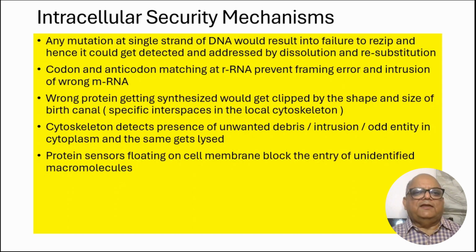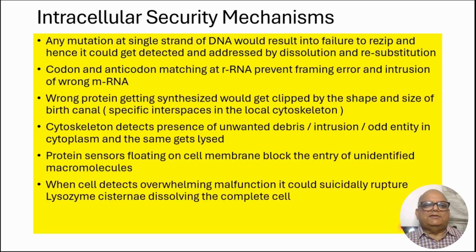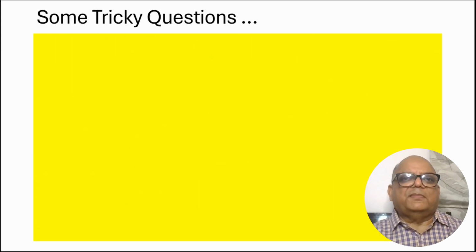So these are the different levels of protection which are there. And to top it, when the cell detects overwhelming malfunction, it could commit suicide. That is, it could suicidally rupture the lysozyme scissor, whereby the entire cell can get dissolved. So that is the ultimate. If nothing else works, that cell can commit suicide. So these are the 6 levels of defense, that is security, against any likely corruption.